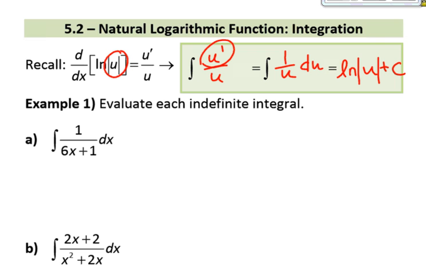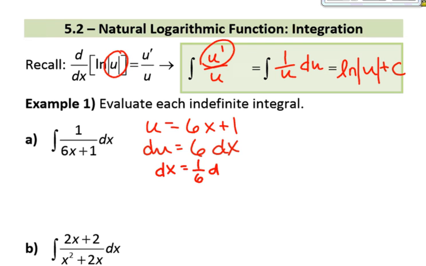Alright, so we're going to evaluate each indefinite integral involving something of the form u prime over u. So we're going to go back naturally to u substitution. So looking at a, what's in the denominator typically is going to be our u. So let's see how this works out. If u is 6x plus 1, then du is just simply 6dx. And as I've shown you before, if I want just dx, then that would be 1/6 of du.